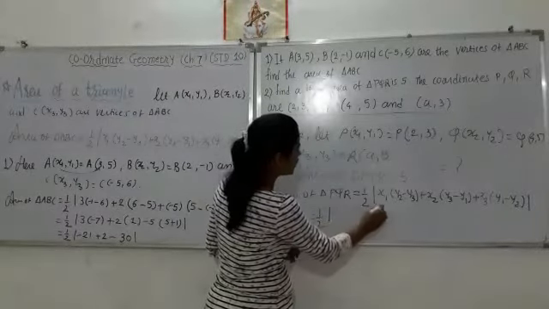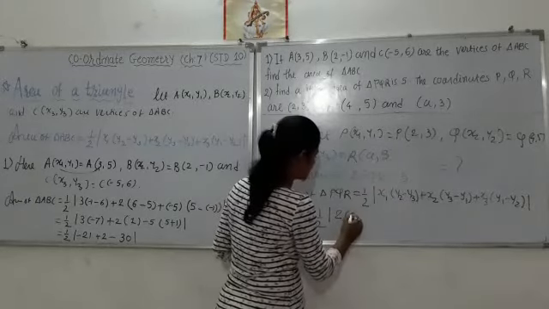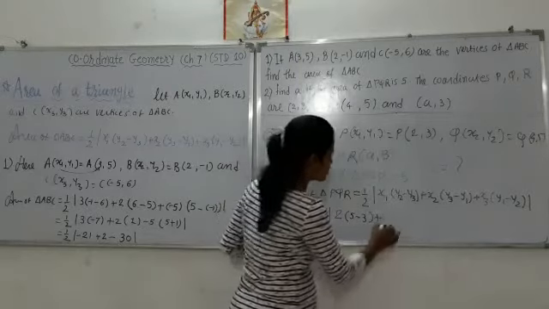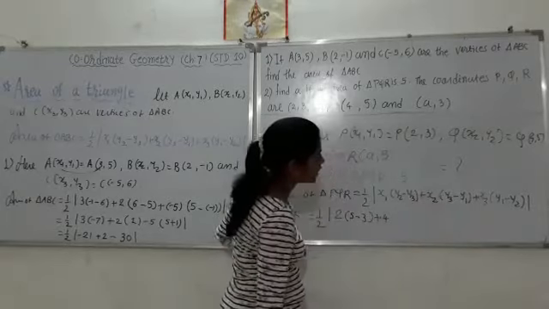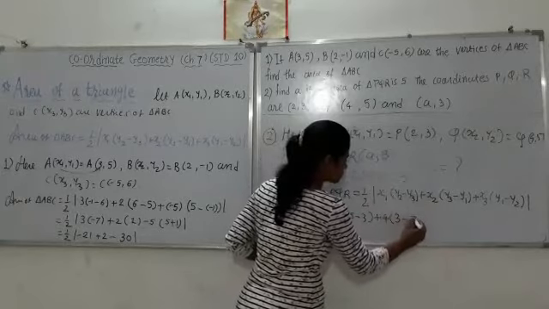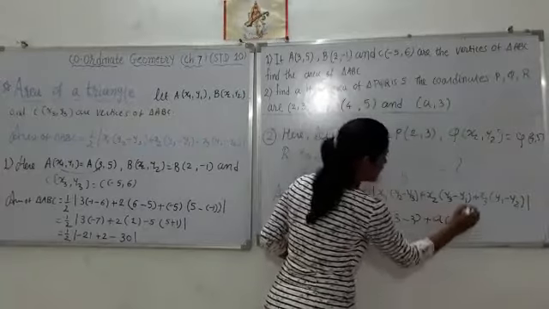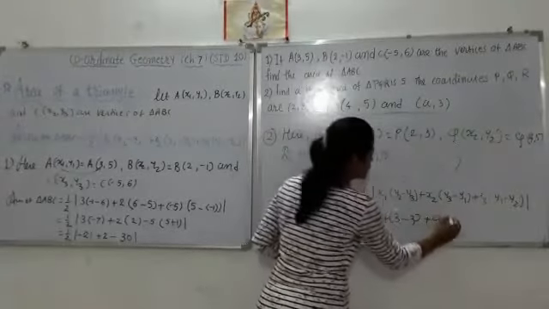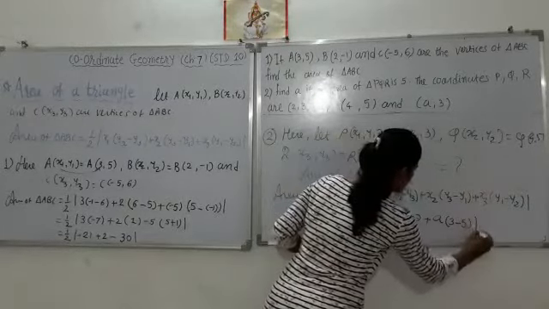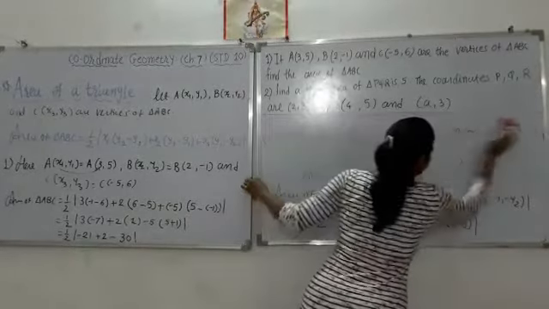Half as it is. What is the value of x1? x1 is 2. So 2 in bracket y2 is 5 minus y3 is 3. Then x2 value is 4, then y3 minus y1. y3 is 3 and y1 is also 3. Then x3 value is a, and y1 minus y2. So your y1 is 3 and your y2 is 5. After this you have to simplify and find out the value of a.